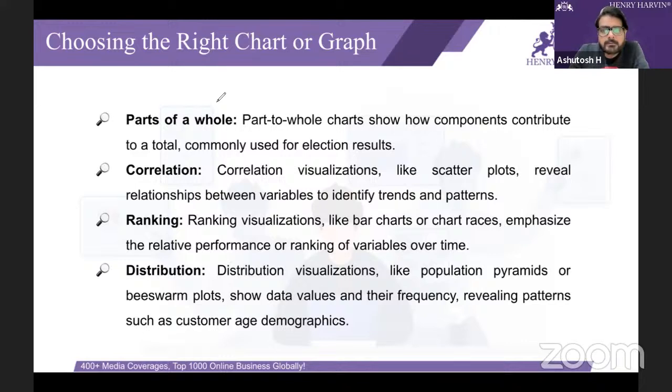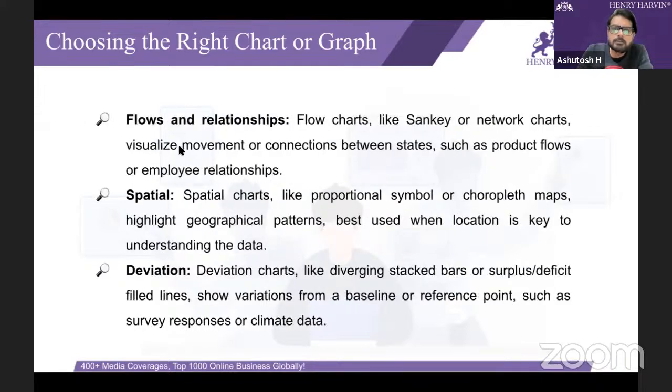When we are talking about rankings or ranking visualizations, like bar chart is there, chart races are there, which are emphasizing the relative performance or ranking of variables over time. Distribution, if we are talking about, then pyramids are there; distribution visualizations are being used for your various distribution visualizations. Beeswarm is there. So these charts are basically showing the data values and the frequency. So these are some of the right charts or graphs that we're having. So over this training, you will be learning all these kinds of things.